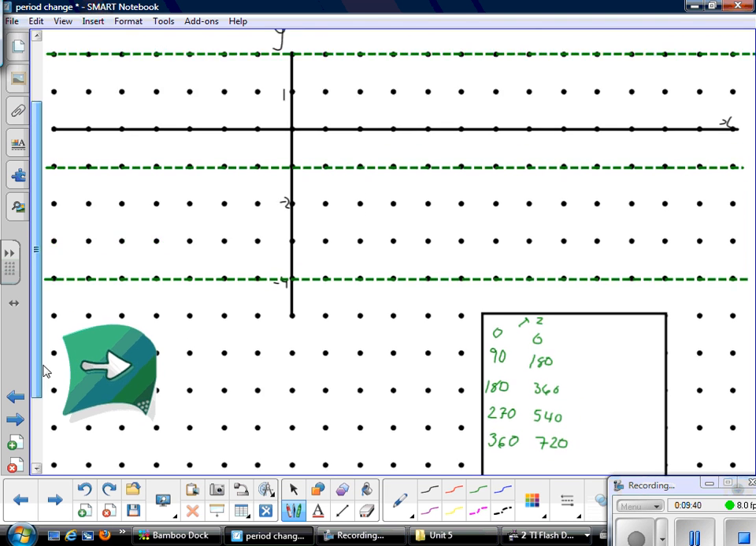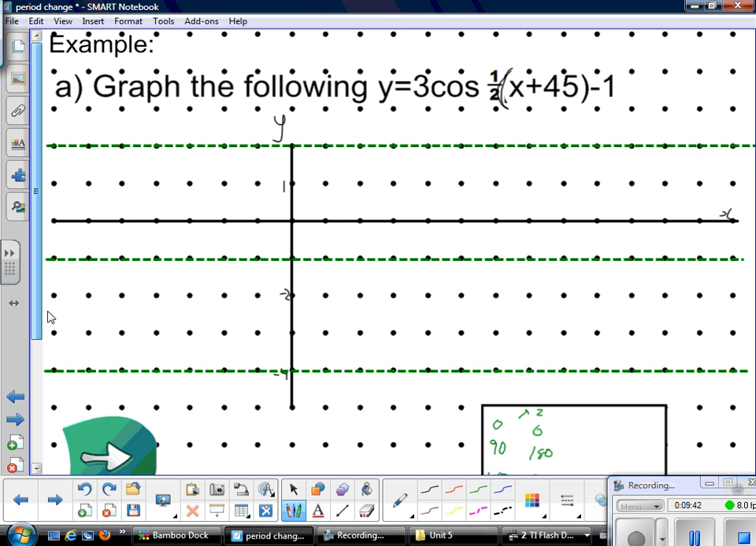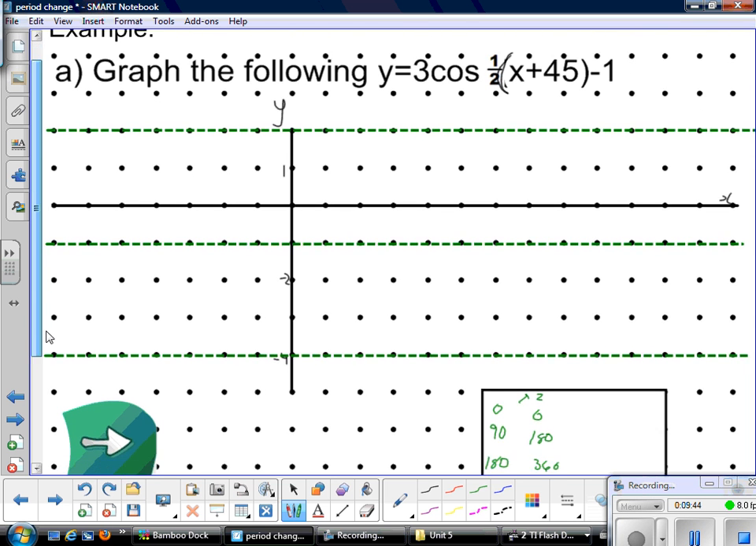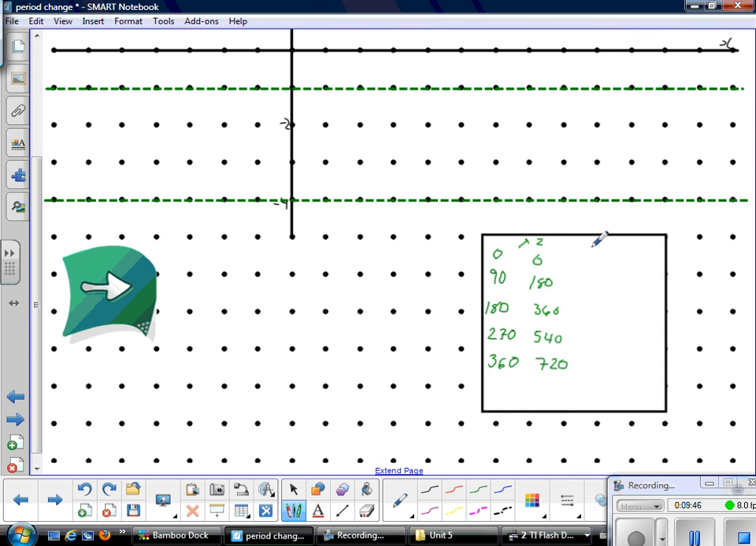Then we need to add or subtract the phase shift. This time the phase shift is +45, which means I'm going to the left. So I'm going to subtract 45 from each one of these. So I'm really starting at -45. So here we end up with 135. We end up with 315.